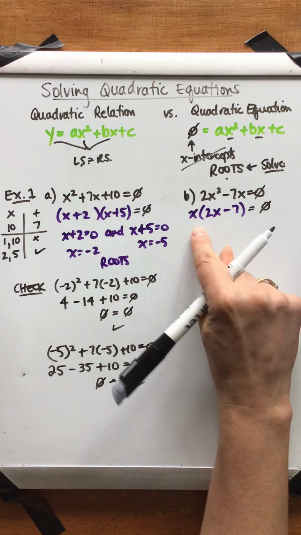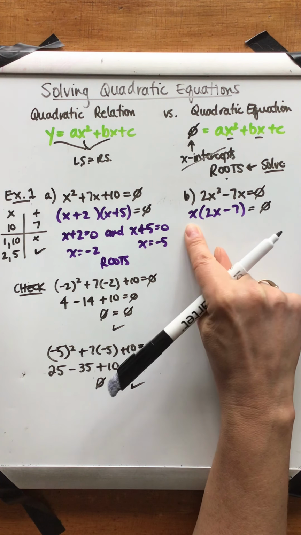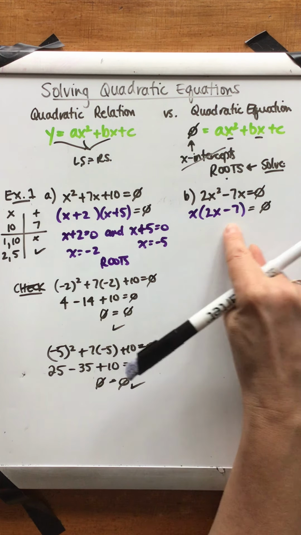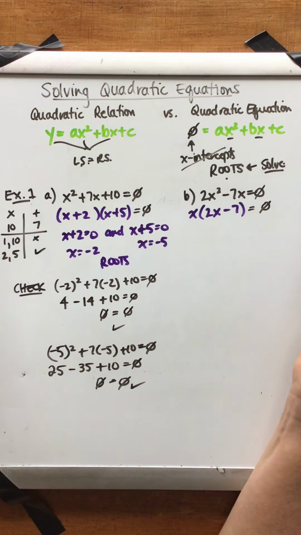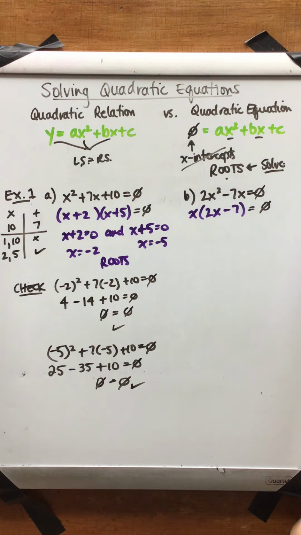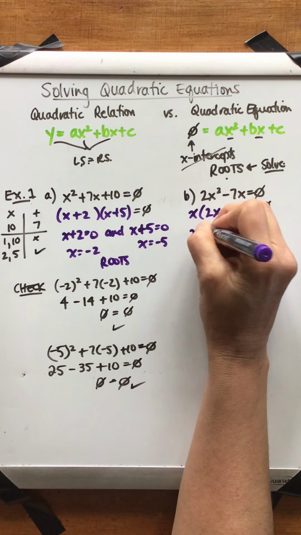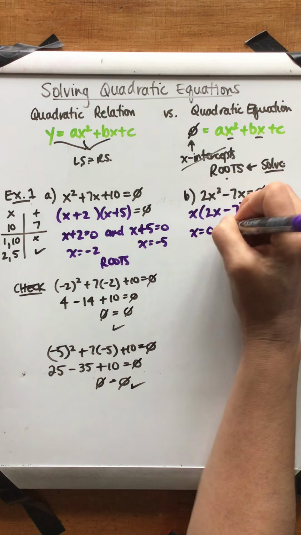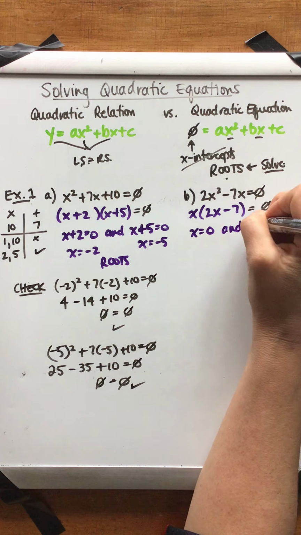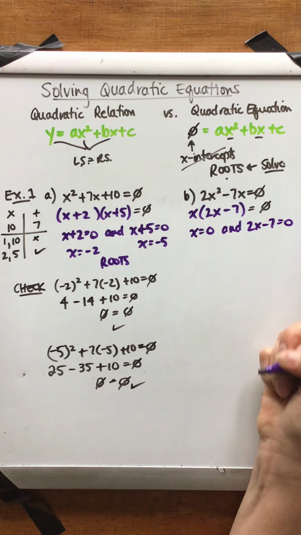So again, two things are being multiplied by each other. As long as one of them is 0, the entire left side will be 0 too. So let's see what those two roots would be. Well, the first one is that just simply x itself could be 0. The other option is that 2x minus 7 could be 0.